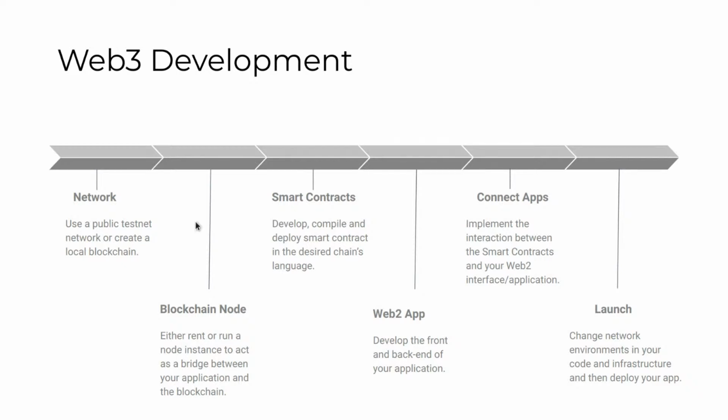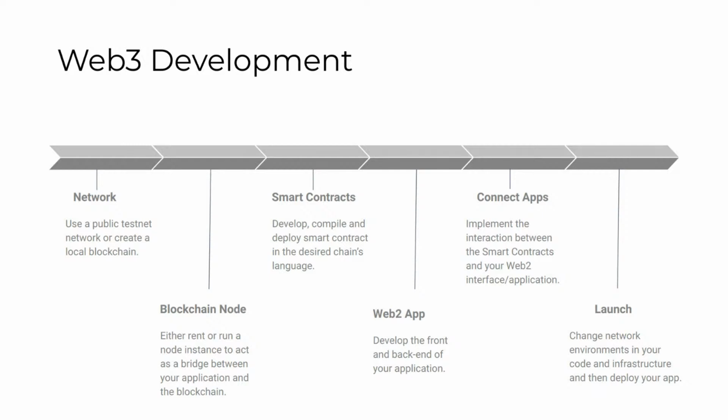After that, you also have to create your smart contracts. That's development, and then also compile and deploy them to your desired chains. It also has to do with different languages. For Celo, you would be working with Solidity. After that, you develop your Web2 application, just a regular front end and back end and all that stuff. After that, you connect these applications, so how your smart contract is going to interact with your application and back and forth.